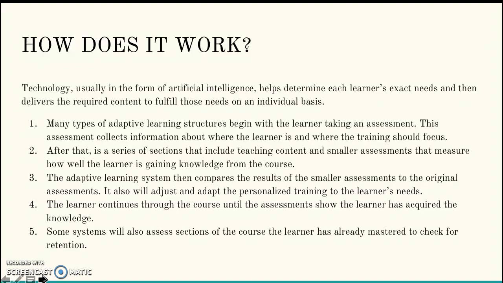After that is a series of sections that include teaching content and smaller assessments that measure how well the learner is gaining knowledge from the course. The adaptive learning system then compares the results of the smaller assessments to the original assessments. It also will adjust and adapt the personalized training to the learner's needs. The learner continues through the course until the assessments show the learner has acquired the knowledge. Some systems will also assess sections of the course the learner has already mastered to check for retention.